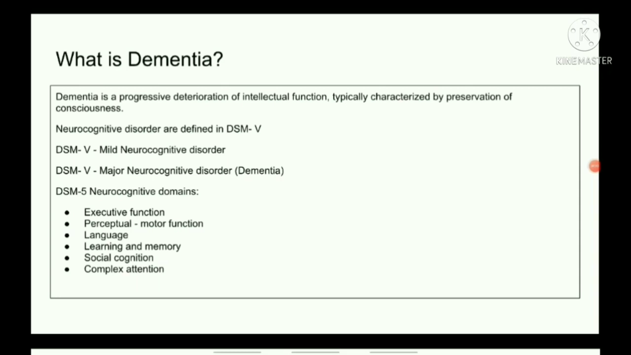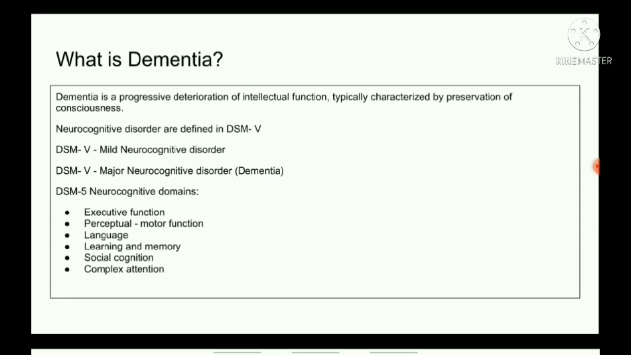Dementia is a neurocognitive disorder, and neurocognitive disorders are defined in DSM-5. There are two of them, mild and major. Major neurocognitive disorder is considered as dementia. There are 6 neurocognitive domains in DSM-5.